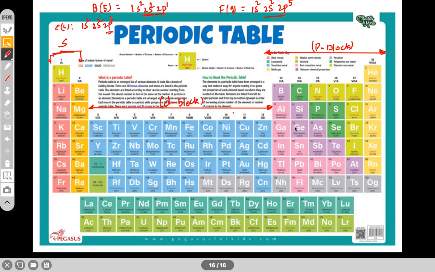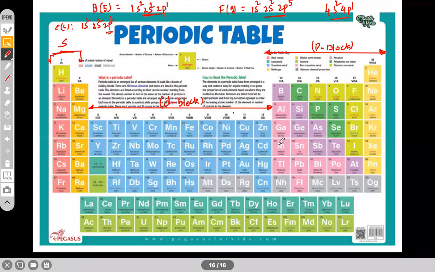With respect to this information, if you try to write down the outermost electronic configuration of gallium, could you tell me which period gallium belongs to? Fourth, it is 2, 3, and 4th. Since boron has 2s2 2p1, the outermost electronic configuration of gallium would be fourth period, 4s2 4p1. If you want, you can draw. You will get the same configuration, 4s2 4p1. For aluminium, it is 3s2 3p1.